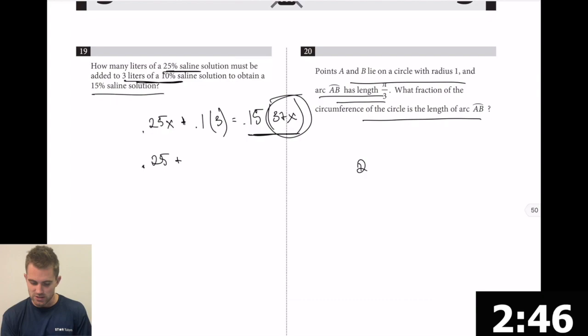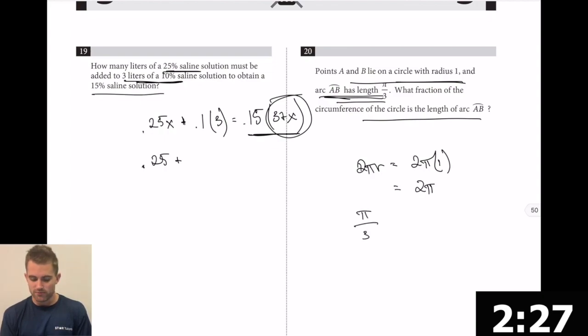Okay, so we know this one's actually easier. 2 pi r, right? We know the circle has a radius of 1, so that means it's 2 pi times 1, so the total circumference of the circle is equal to 2 pi. This arc length is equal to pi over 3. So we're looking for pi over 3 as it relates to 2 pi. So what fraction is that?